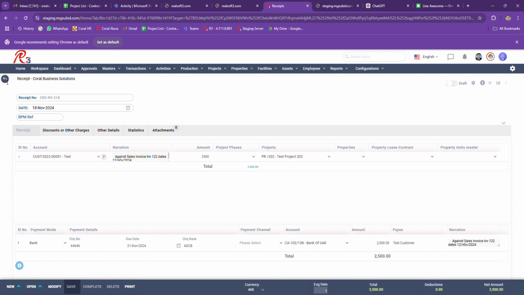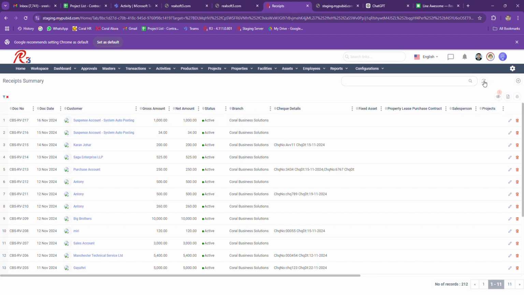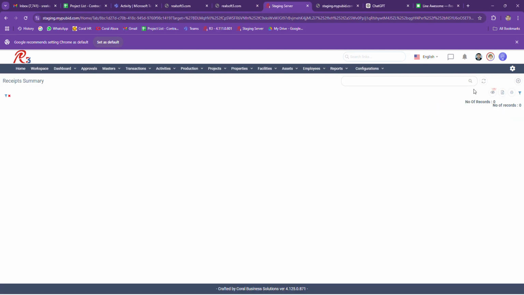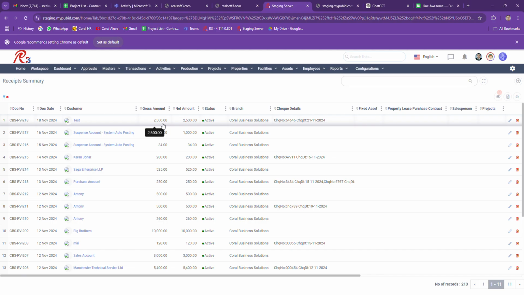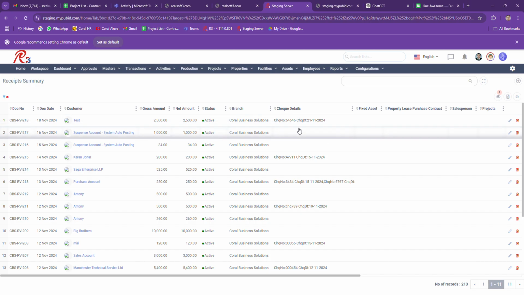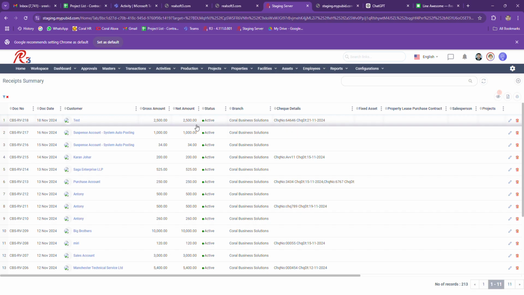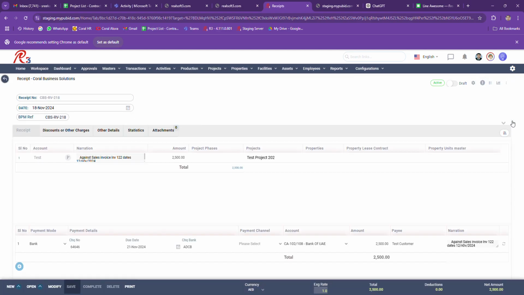So we will check our system. This is the list. If it is not appearing, you have to refresh this. So this is the 2500 and its status is active. That means there is no approval pending. You know the approval in our system. So there is no approval pending, and these are the check details. So what happened to this check? How can we check this? What happened to this check?